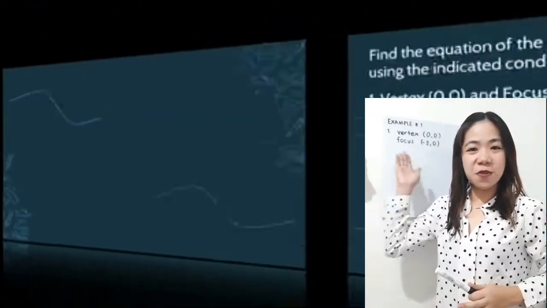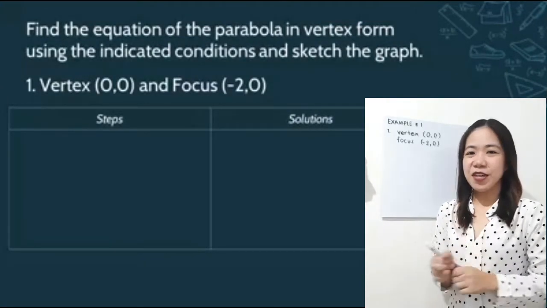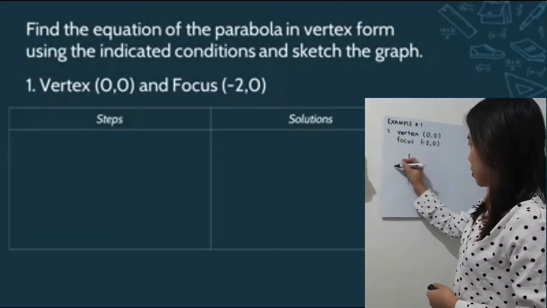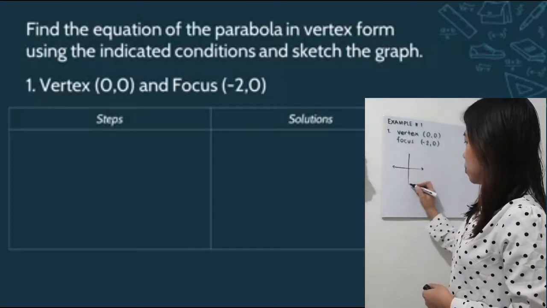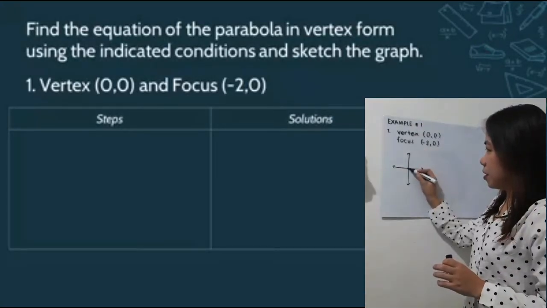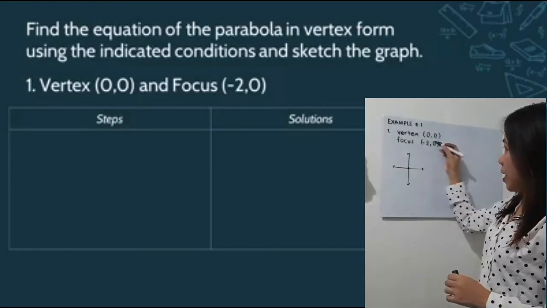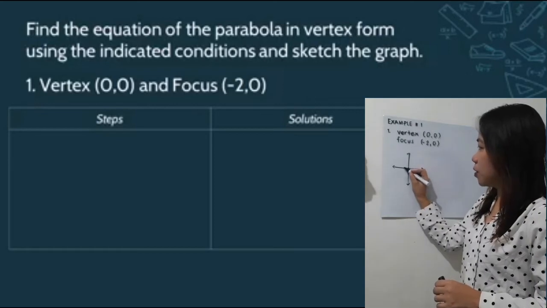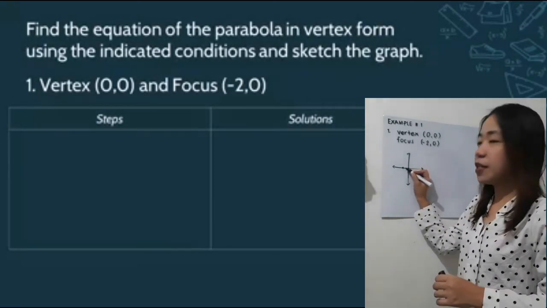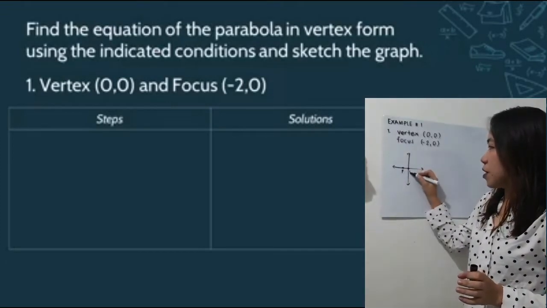So we have the given vertex at (0, 0) and focus at (-2, 0). Okay, so for example, this is the Cartesian coordinate plane and we know that (0, 0) is the origin, so that is located here in the intersection of the x and y axis. So we have (-2, 0) on the left side. This is the negative x-axis. So this is your focus and this is your vertex.